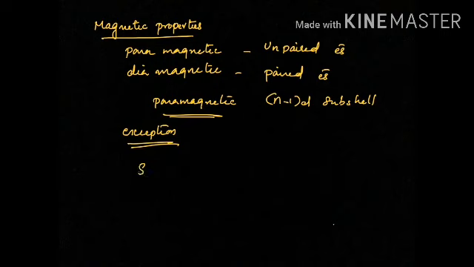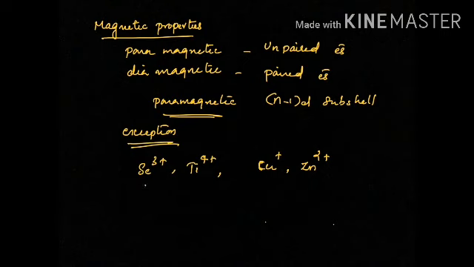Certain ions like scandium 3 plus, titanium 4 plus, copper Cu plus, and Zn 2 plus are exceptional cases. Scandium 3 plus and titanium 4 plus both have d0 configuration. They don't have any electrons in their d subshell, so every electron is paired.